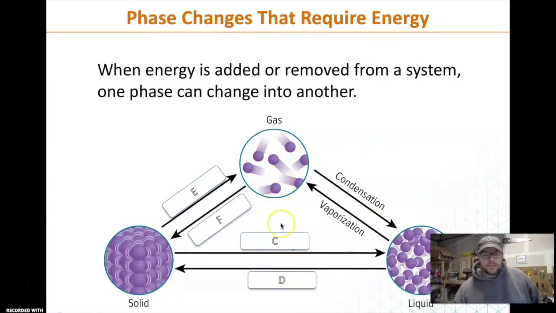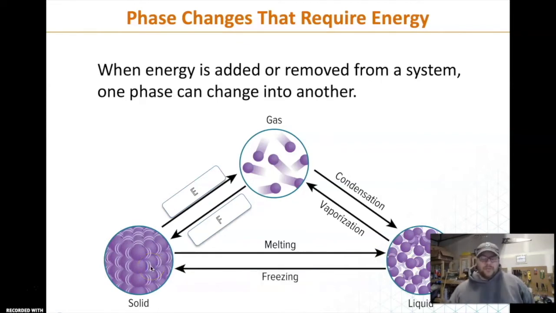Okay, look at letter C. Letter C, we're going from a solid to a liquid. That would be melting. What if we go from a liquid to a solid? That would be freezing. If we go from a solid to a gas, these ones are hard. Okay, solid to a gas, that would be sublimation. And from a gas to a solid, that would be deposition.